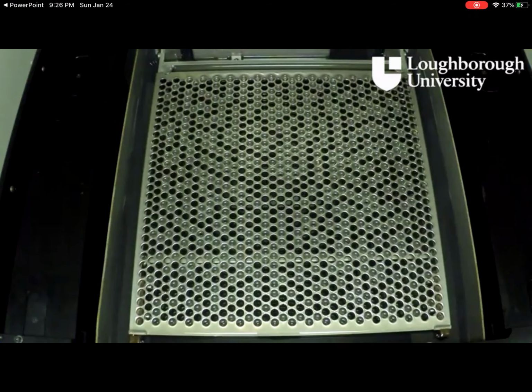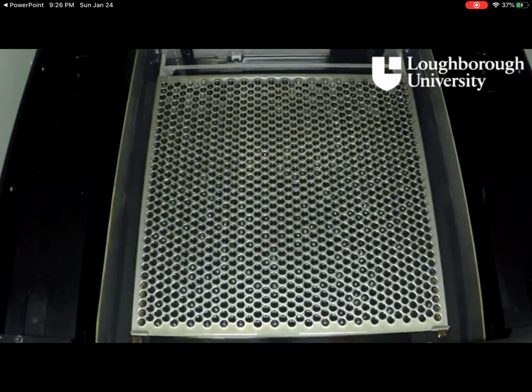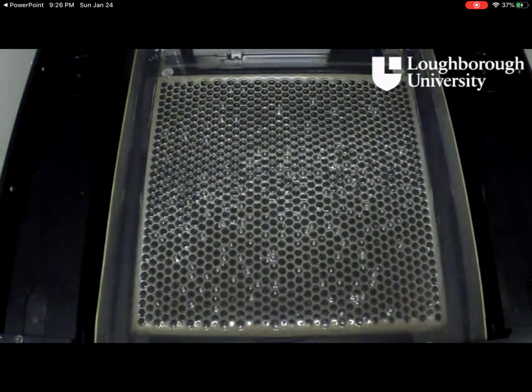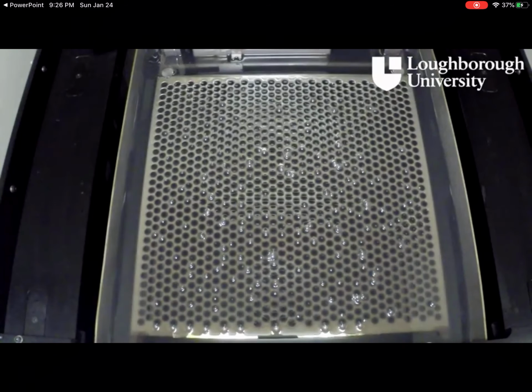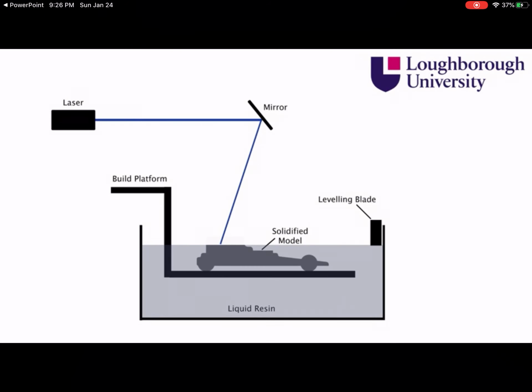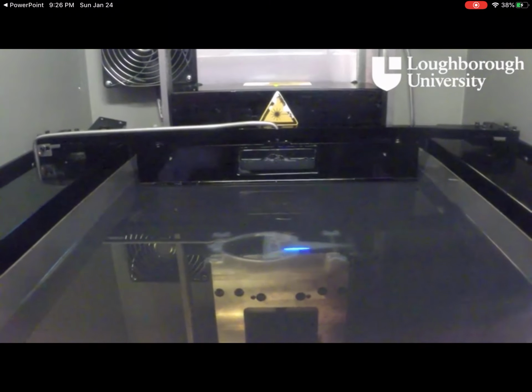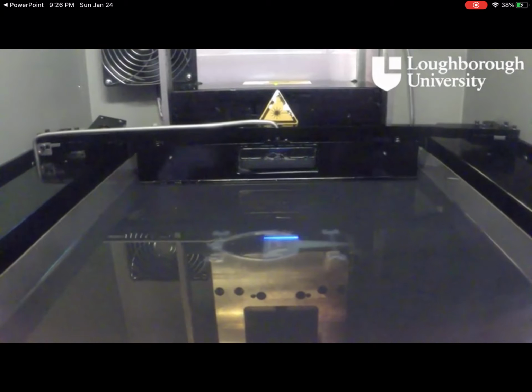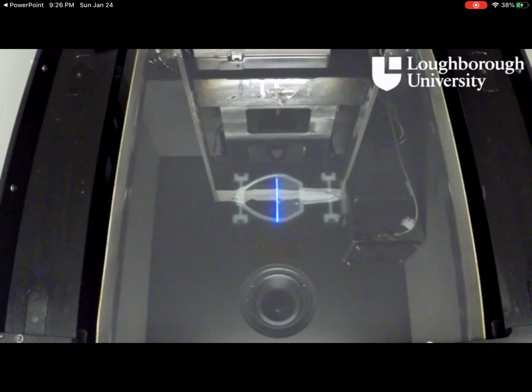The build platform is lowered into a vat of photocurable epoxy acrylate liquid resin, known as LV Grey, so that it rests 0.003 of a millimetre below the surface. An ultraviolet laser is directed onto the resin using a series of computer-controlled mirrors. The laser causes the material to polymerize. The laser itself has 100 milliwatts of power available to it and has a beam diameter of just 0.075 millimeters, meaning that the solidification process is very accurate.